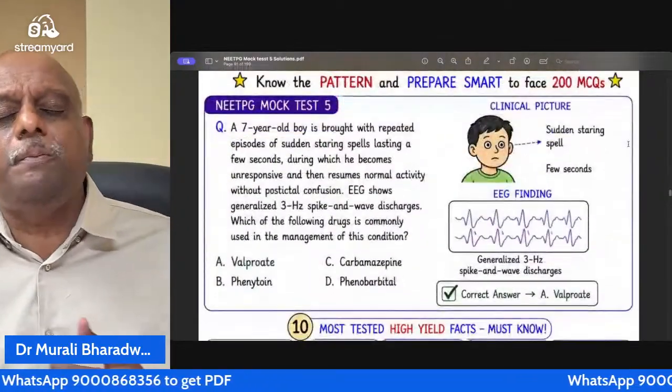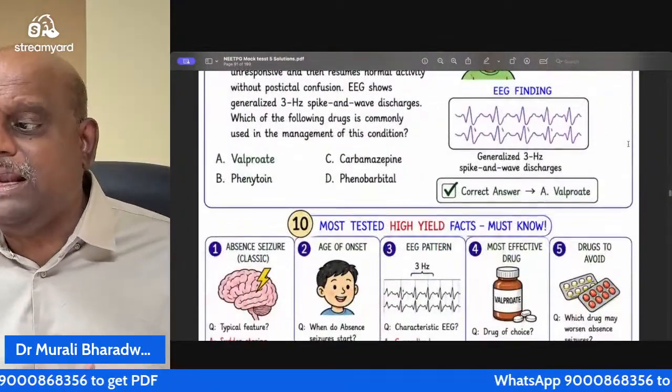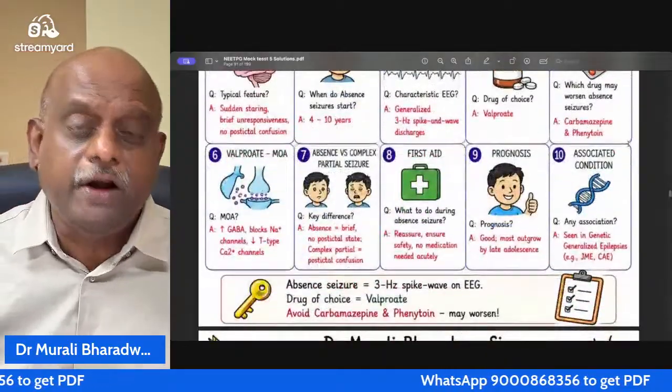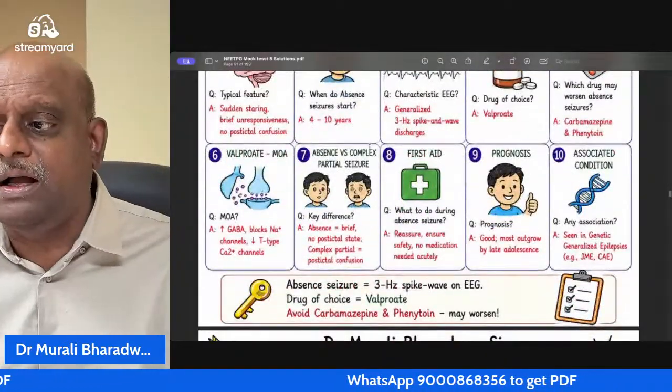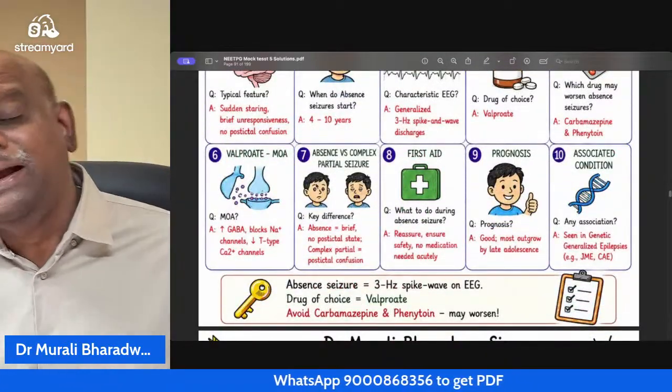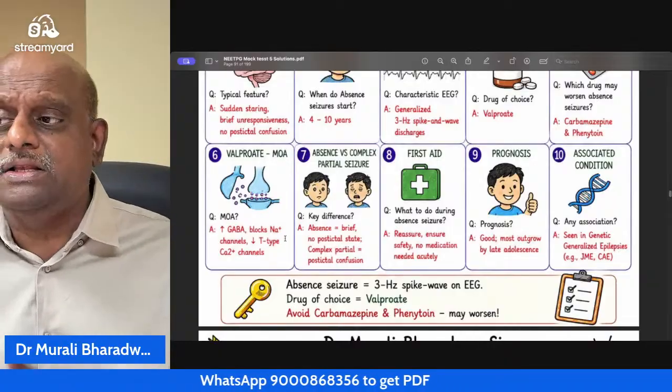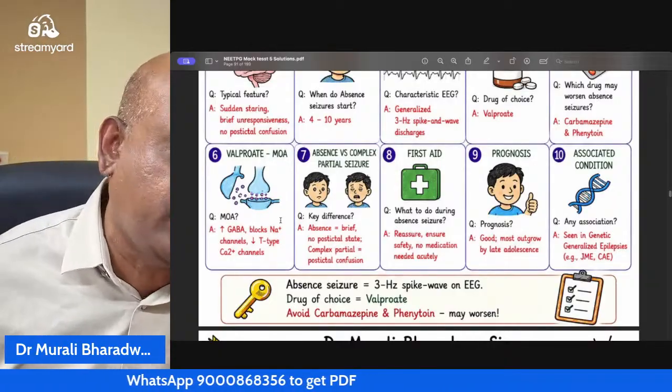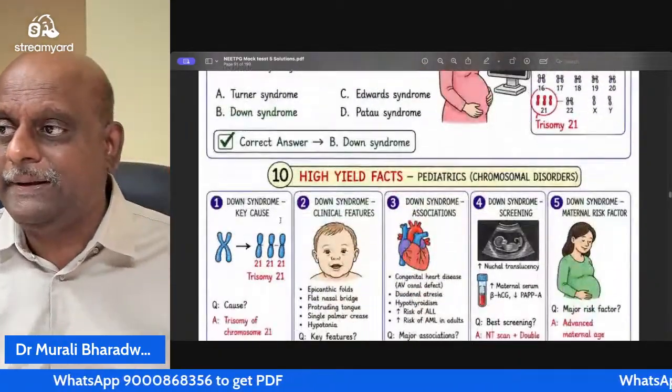3 Hz spike and wave is absence seizures, and valproate is considered to be the treatment of choice. Increased GABA, blocking of sodium channels, decreased T-type calcium channels is the mechanism of action of valproate, is what you need to remember.